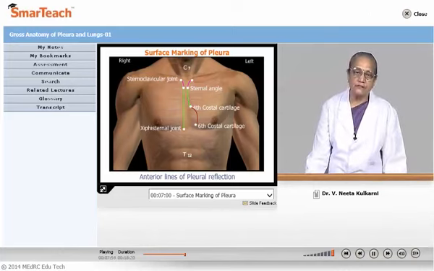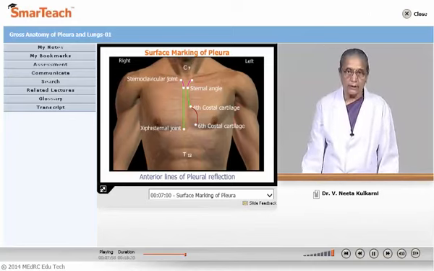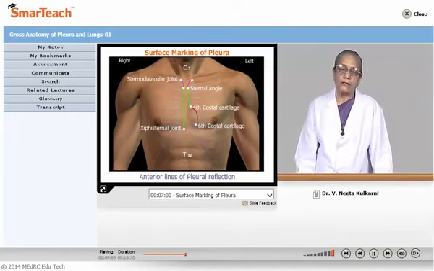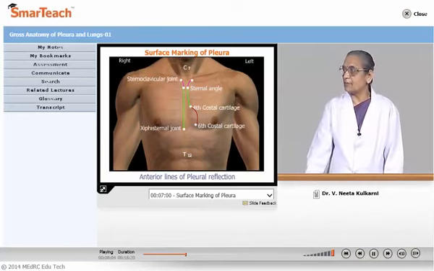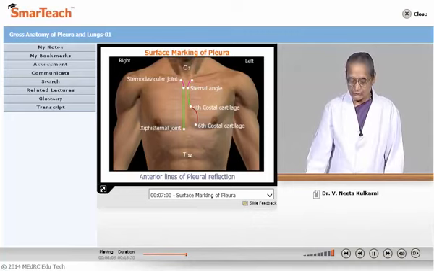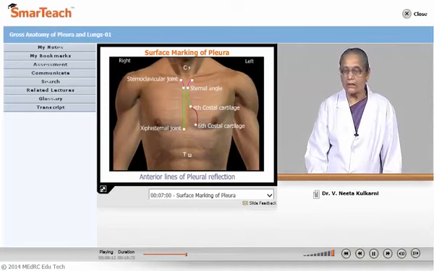So, the difference here is not only the deviation of the 4th costal cartilage on the left side, but also the ending of the two lines is different on the two sides. On the right side, it descends up to the xiphisternal joint, while on the left side, it reaches up to the 6th costochondral junction or 6th costal cartilage.